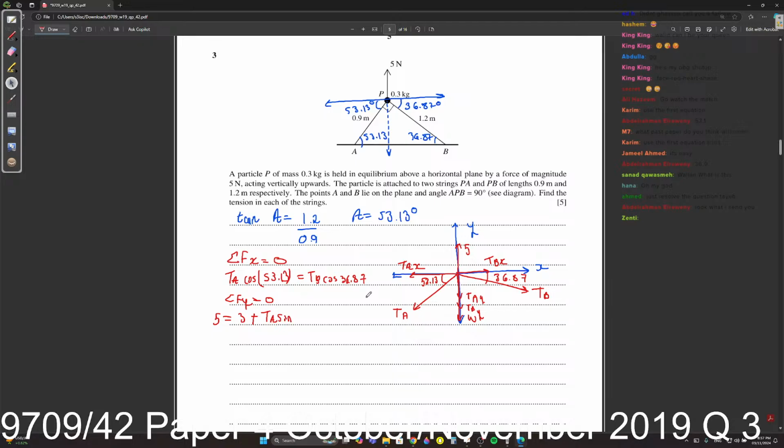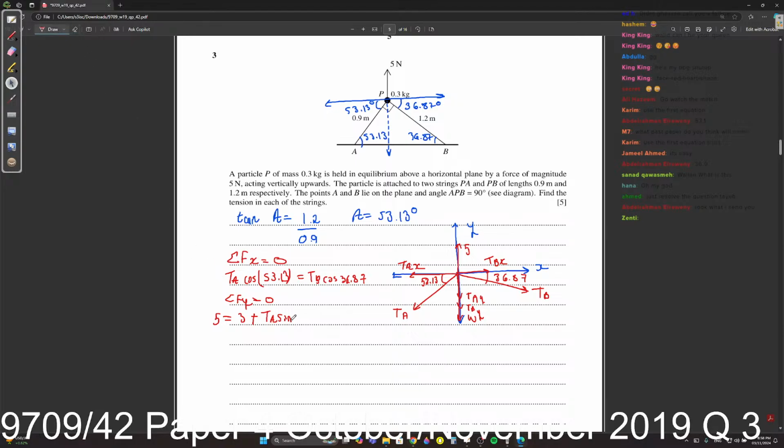Maybe because it's going to the left, TAX. Oh, it should be negative because it's going to the left. Yeah, so 3 plus TA sine. Wait, no, it shouldn't be negative. Even if it's on the left, it shouldn't be negative.